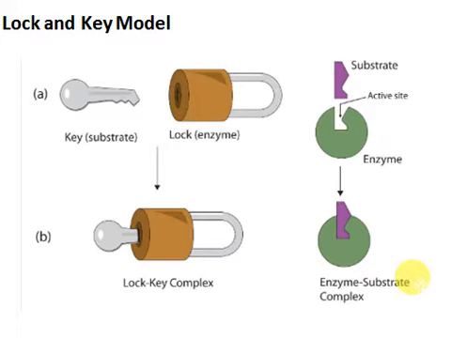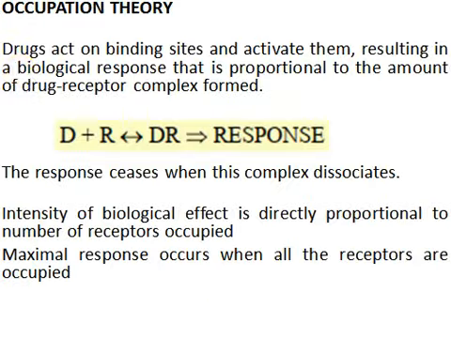And if the structure of your binding site and the structure of your substrate are not compatible, not complementary, then the substrate will not be able to bind with the receptor. So this is the basic theme of the lock and key model.